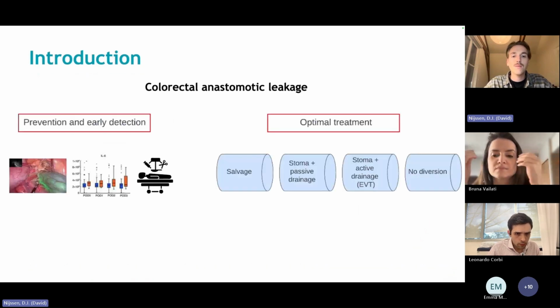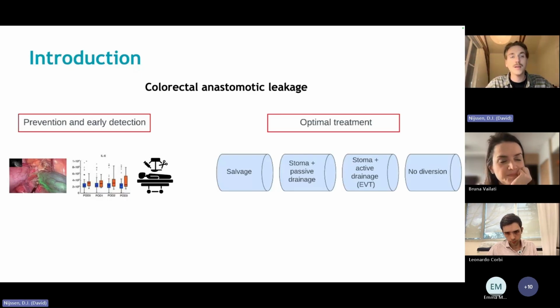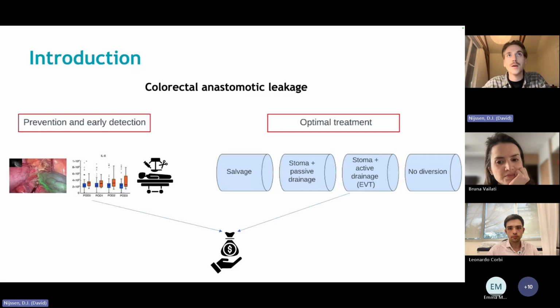On the one hand, there is a lot of new technology focused on prevention and early detection, such as fluorescence angiography, which is on the rise to identify people at risk for anastomotic leakage. On the other hand, we have all these different treatment strategies that have emerged in the last few years. This is why we wanted to see how much cost is attributed to each one of those different strategies.